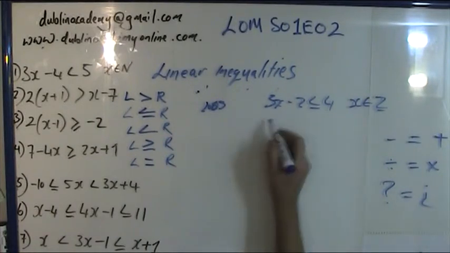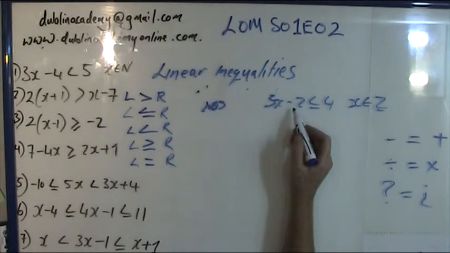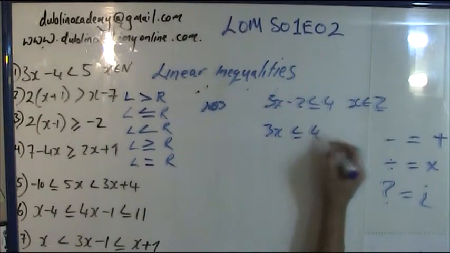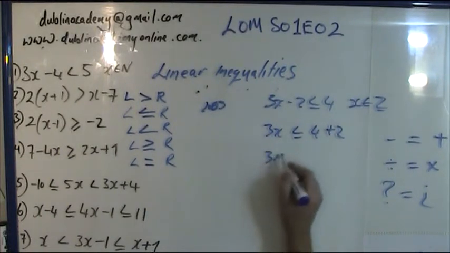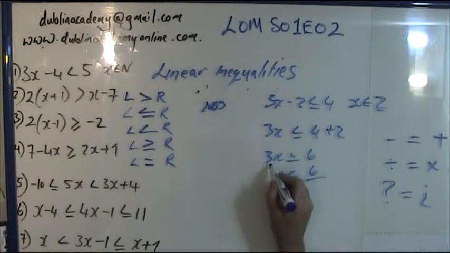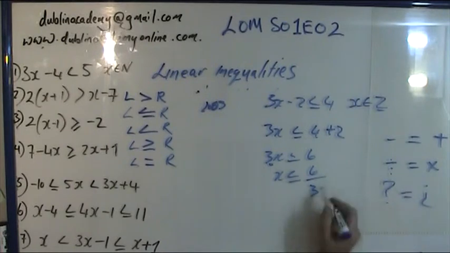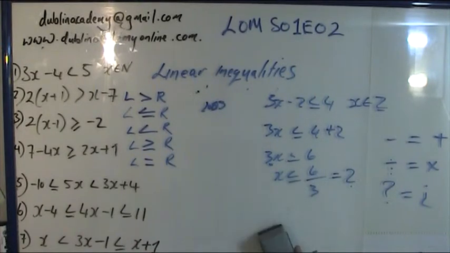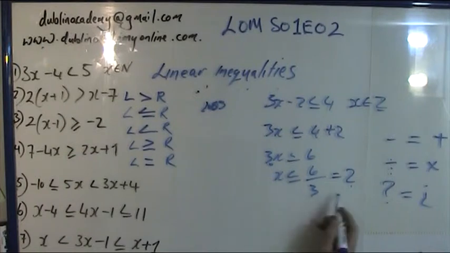So we'll have to solve by the hierarchy of maths. We have to bring the pluses and the minuses over. So we've got 3x is less than or equal to 4 plus 2. 3x is less than or equal to 6. The multiplication comes across and becomes division, so x is less than or equal to 6 over 3, which is 2. X is less than or equal to 2. And it's an integer. So how do I express that? We know that the integers are whole numbers, positive and negative. It's less than or equal to 2, so it includes 2.